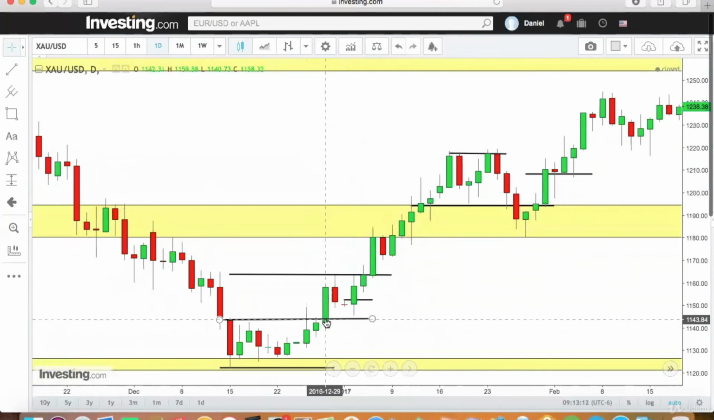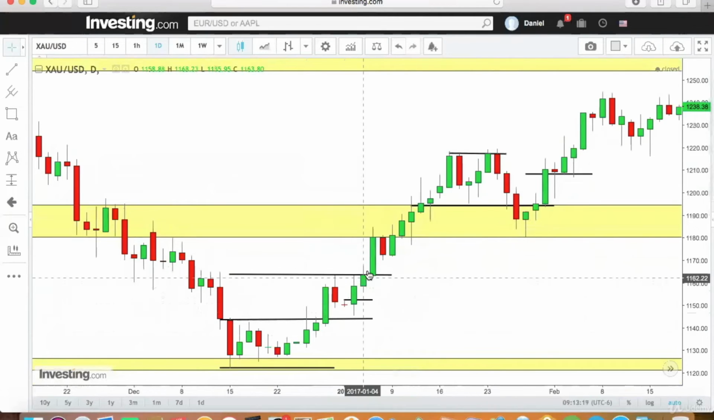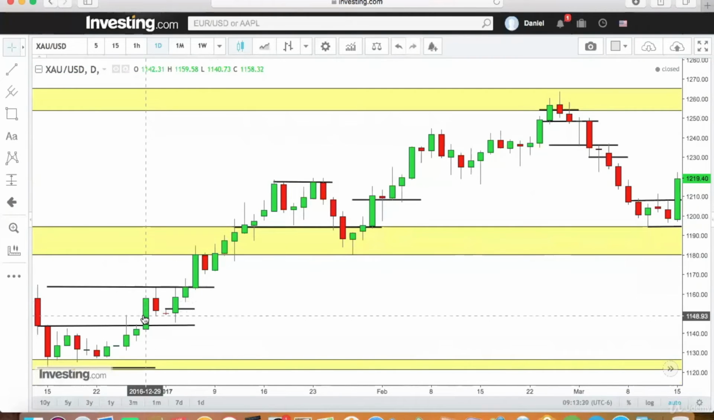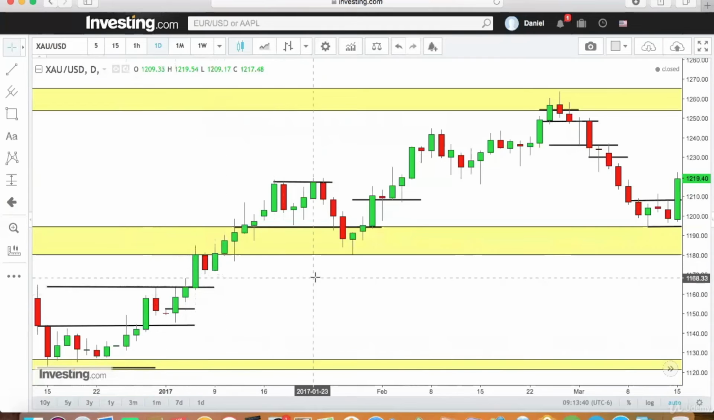Then we broke this area for a second time, and I entered at the break of this wick, which was here. And I had multiple days to rally to the upside. So you can trade this however you want to trade it. You can take a faster entry and trade here, or you can take a safer entry and trade at this level and still collect a nice profit to the upside.